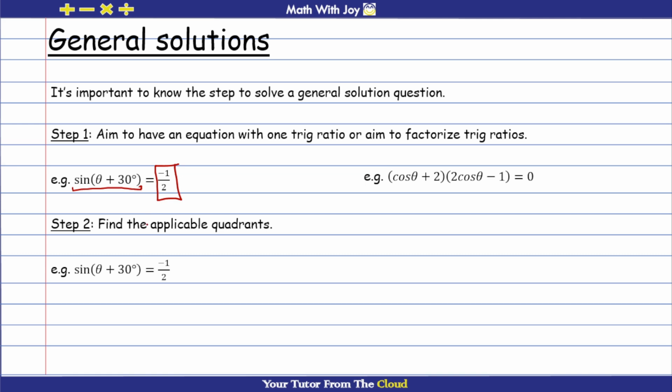Step 2, you need to find the applicable quadrants. Say now we have sine theta plus 30 degrees equal to negative a half. Now it's time for you to find the applicable quadrants where you'll be calculating the general solutions. So because it is sine and it is equal to a negative half, we know that sine is negative, you follow the CAST diagram, in quadrant 3 as well as quadrant 4. So those are the quadrants that you'll be working with to find your general solution.